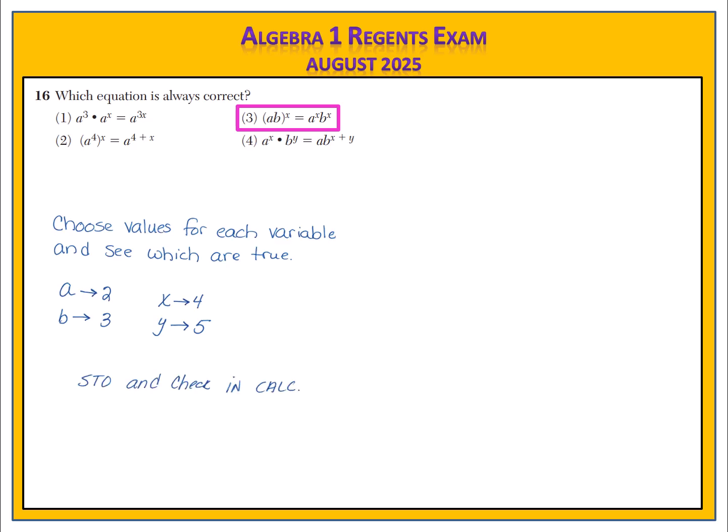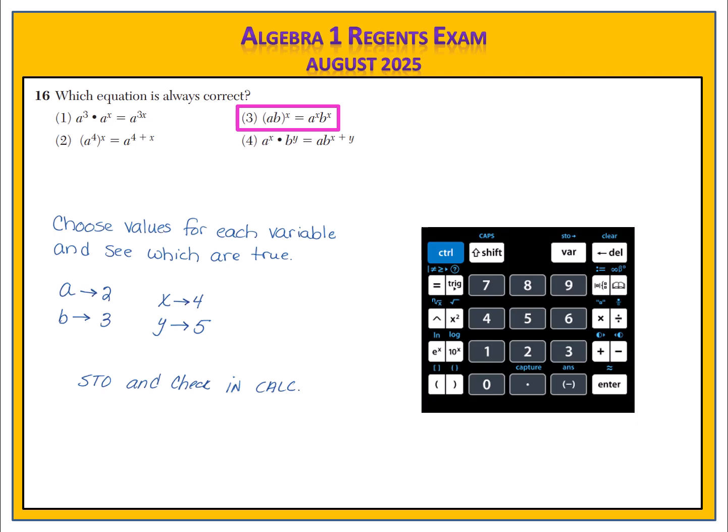I'm going to use the store feature in my calculator to assign these numbers to these variables. How do I do that? Well, on your calculator, you'll notice there's a button that says STO above it. That is the button that you'll use to assign a value to a letter. We would use Control and then that key in order to do this.